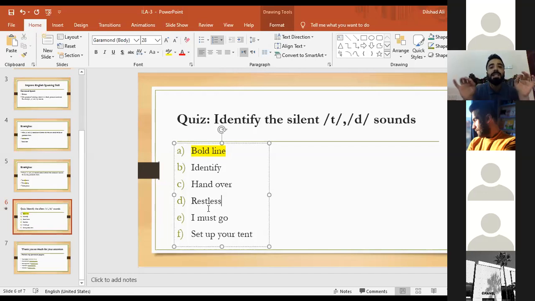Restless, restless. Okay? We do not pronounce te sound. Why? Because it is between two consonant sounds. Very good. I must go. We do not pronounce t sound. Set up your tent. We pronounce all of them because none of them are coming between two consonant sounds.